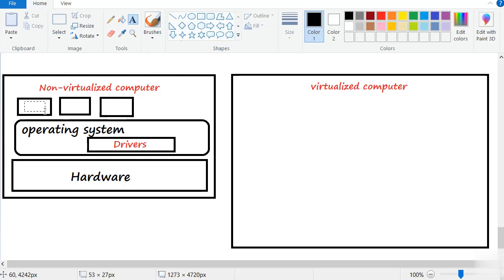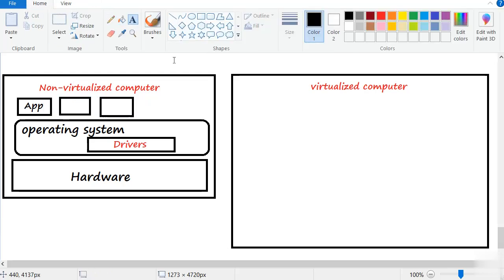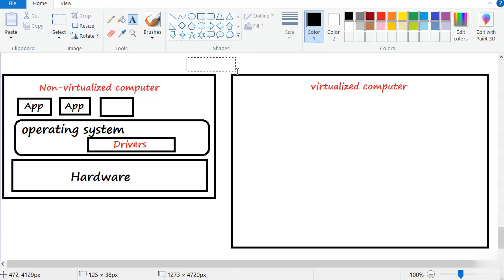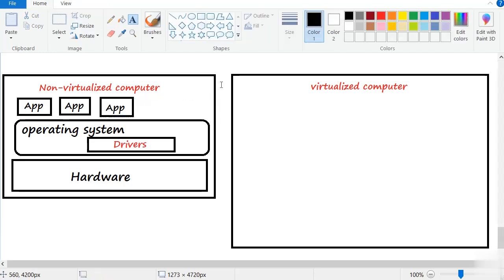These are the apps. This is how non-virtualized computers will be in the before days.